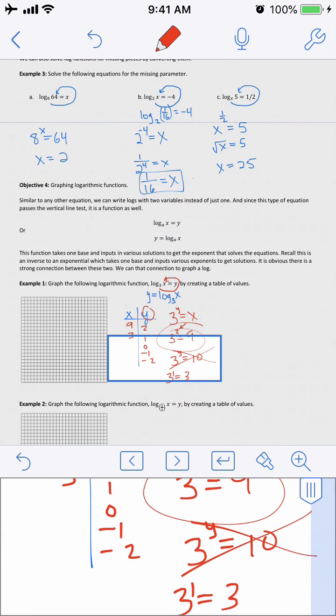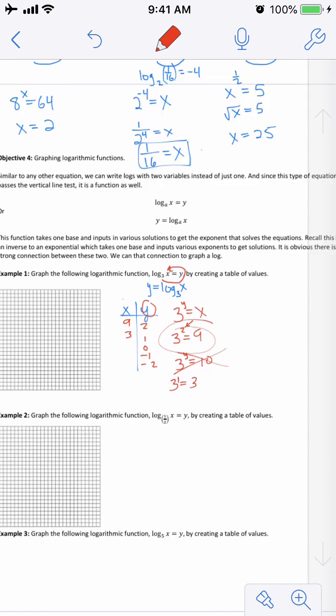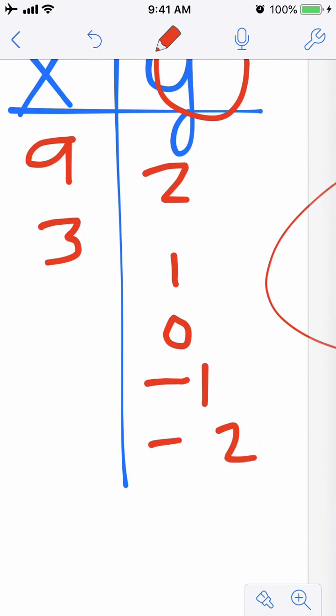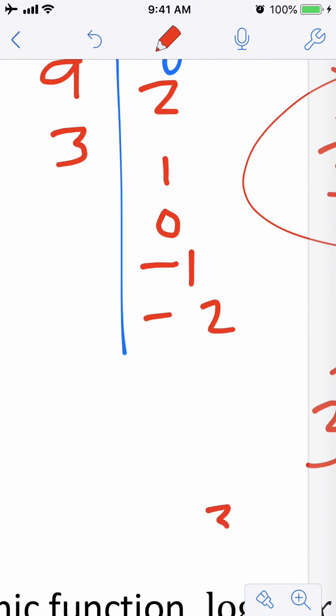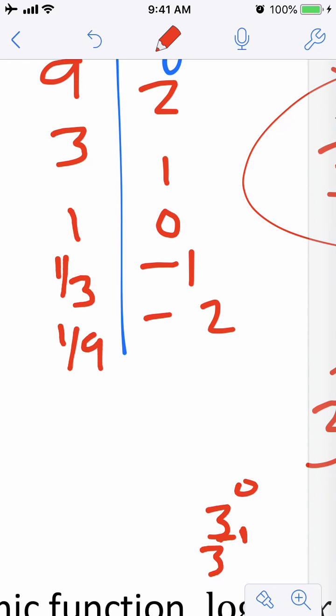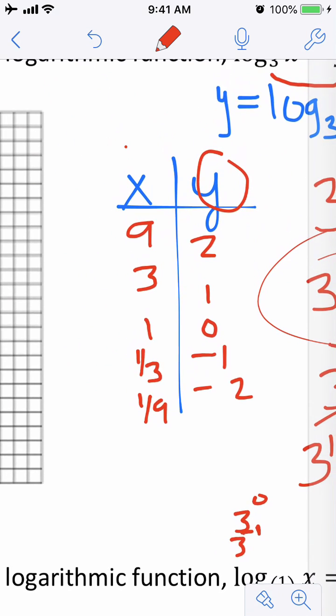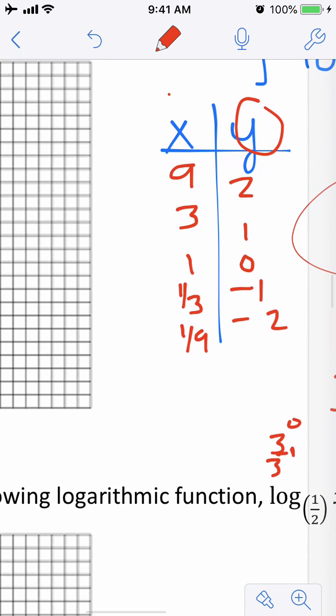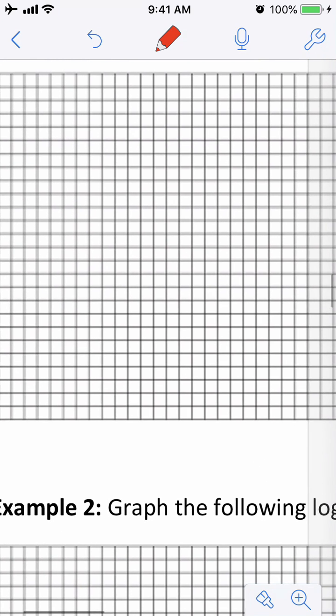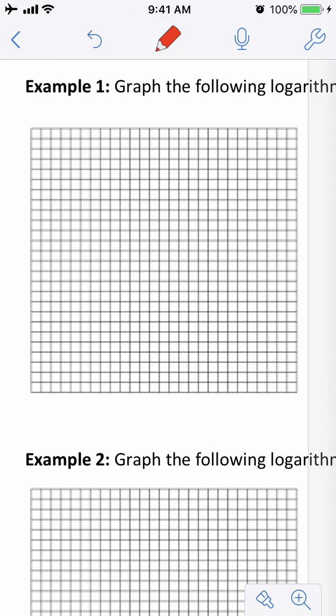Oh. My apologies. I hit the button. Don't hit the button. Okay. 3 to the 0, that's 1. 3 to the negative first, that's going to be 1/3. And 3 to the negative second, that's 1/9. The reason I breezed through those is because we've done them 3 times now. We made that table 3 times now. It's just now backwards, right? It's backwards. Because it's backwards, I have to be very careful plotting it.